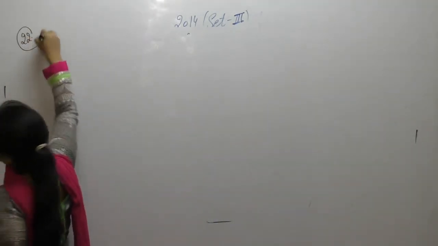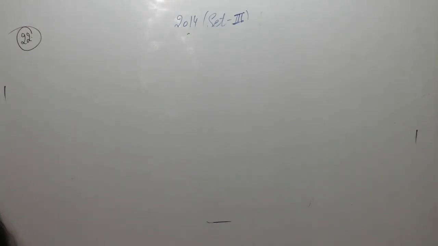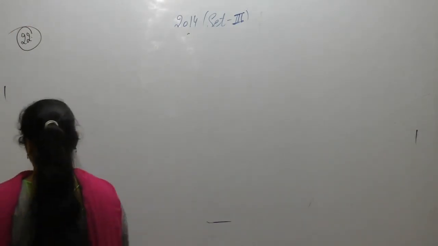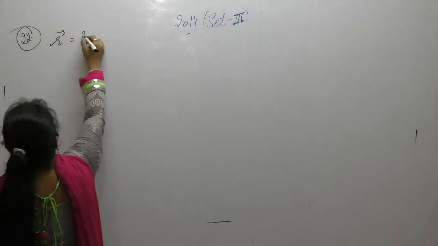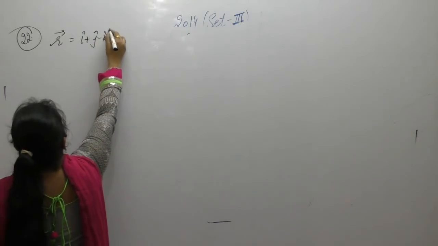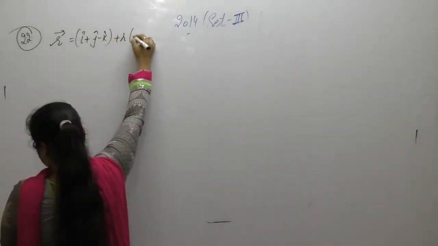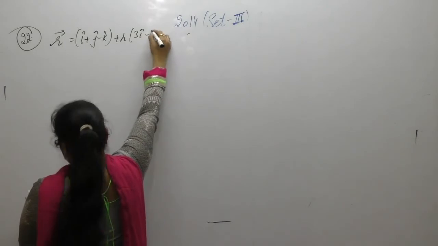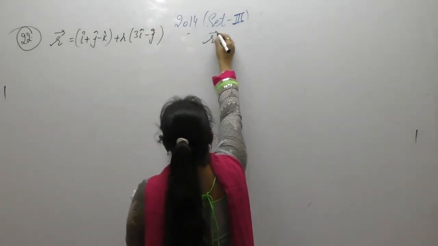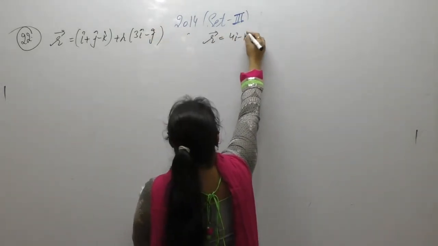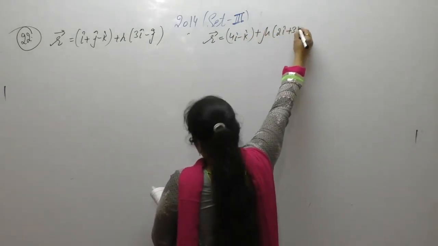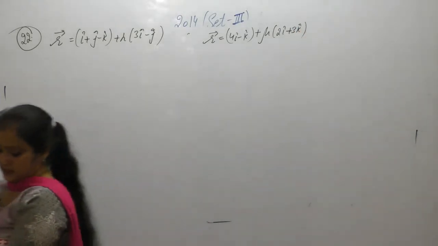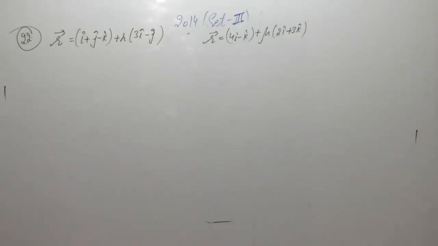Next question is question number 22. Show that the lines r vector is equal to i plus j minus k plus lambda times 3i minus j, and r vector is 4i minus k plus mu times 2i plus 3k intersect. Also find their point of intersection.